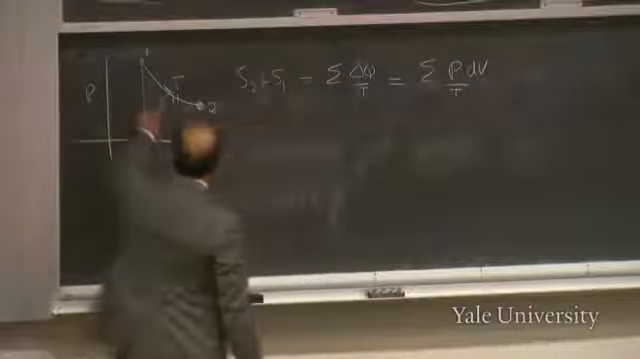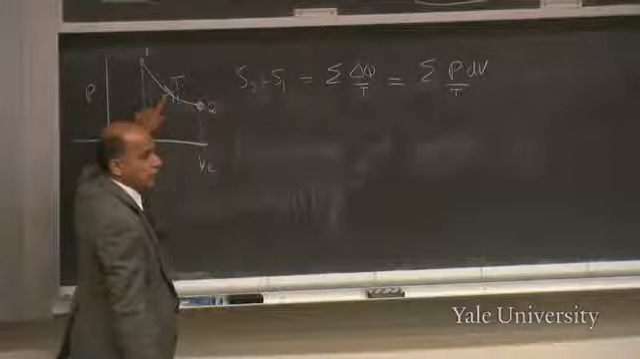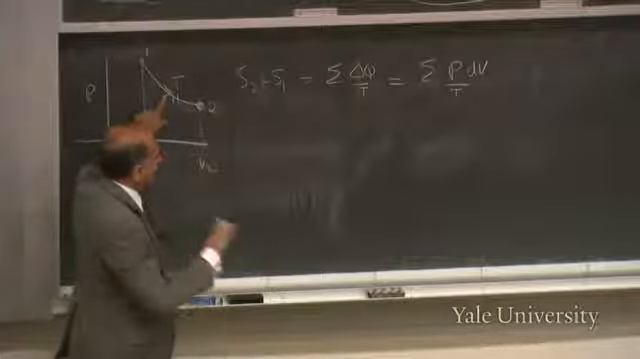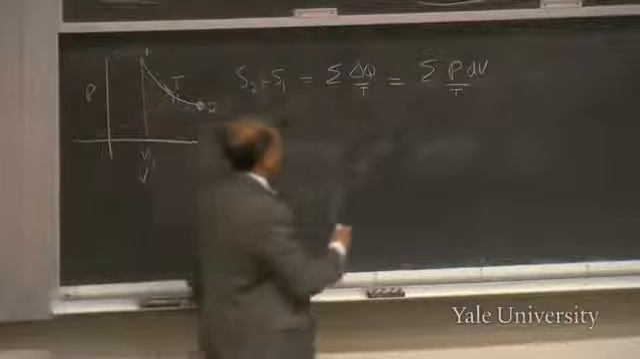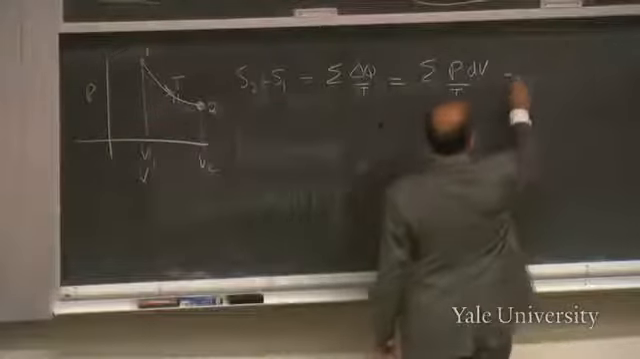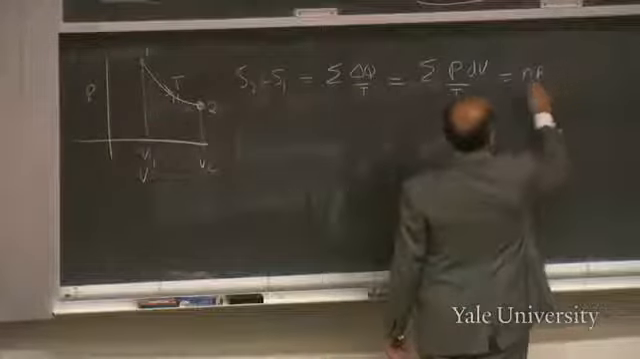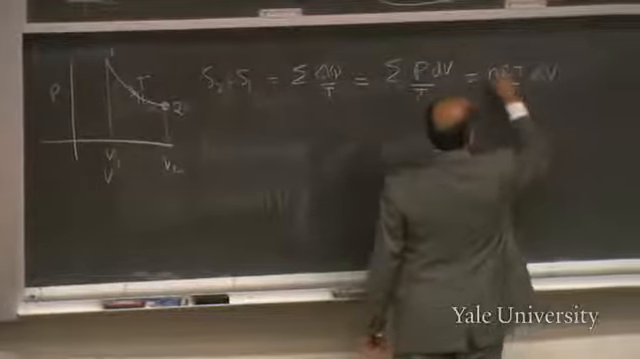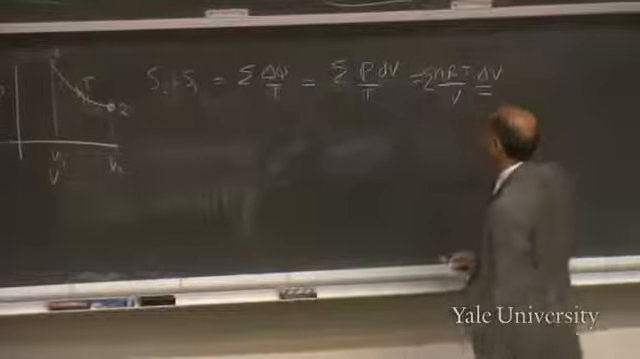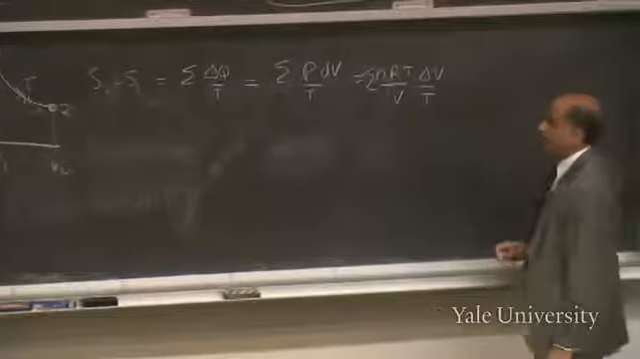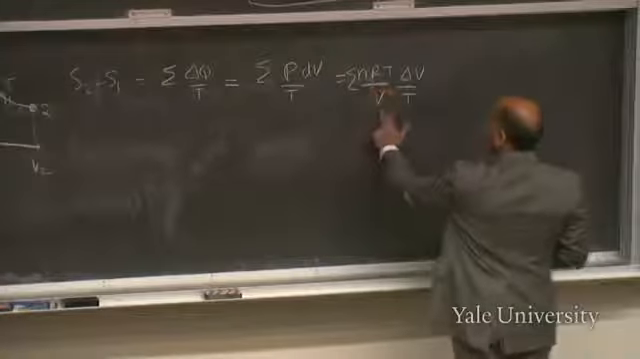Why? Because on an isothermal, dU is 0. I've repeated it many times, but you've got to know this. Delta Q is P delta V. But P over T is nRT over V delta V. You also want to divide it by a T. You understand? P over T is nR over V.